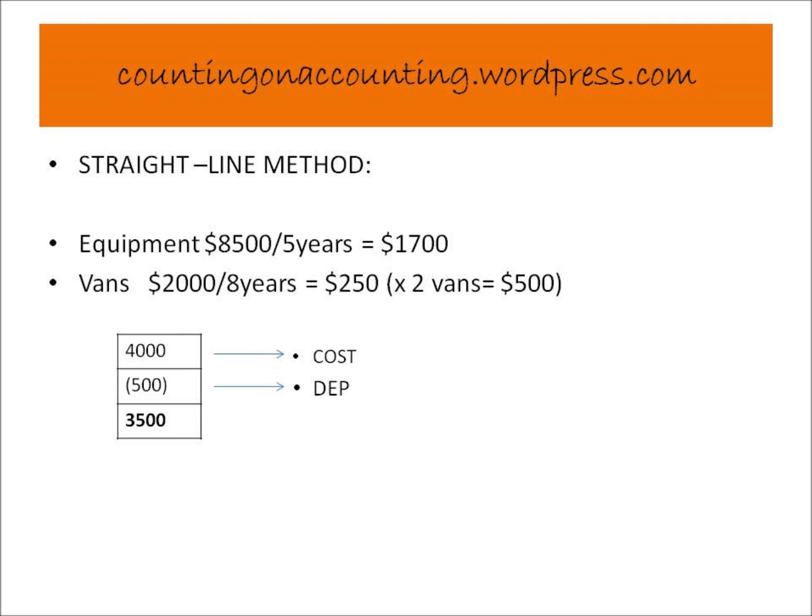Calculating depreciation using the straight line method is simply the cost of the equipment or van, as we have here, divided by the economic useful life. Now for the bubble wrap equipment, that's 5 years, so that's $8,500 divided by 5 years, and for the vans it's $2,000 divided by 8 years. Now that's for one van, take note. To do that for the two vans, you simply multiply what you get times 2, or you do it twice, whichever one suits you. The question asks for the net book value, so that's cost for the vans, that's 4,000, that's for two vans, divided by 500, that's depreciation times 2, which will give us 3,500.